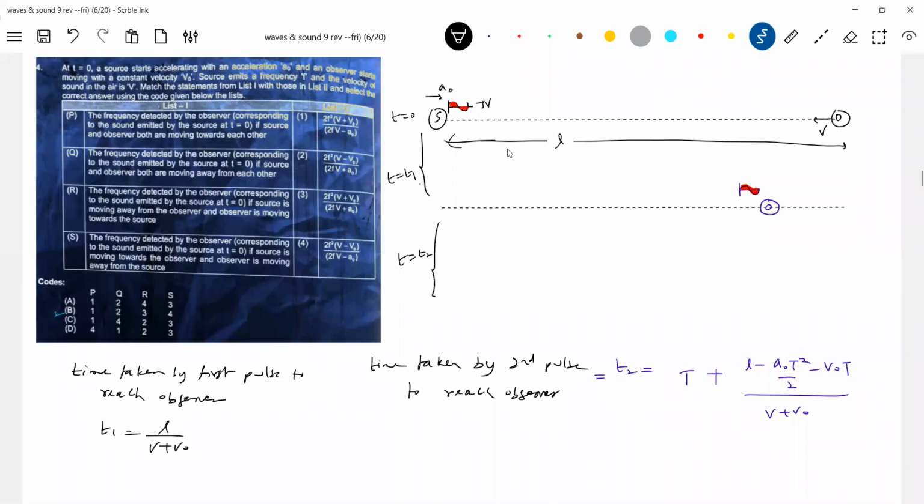This will be much easier if I do it like this. Okay. So what is the time interval? Delta T we will take as the difference in these two, T2 minus T1.